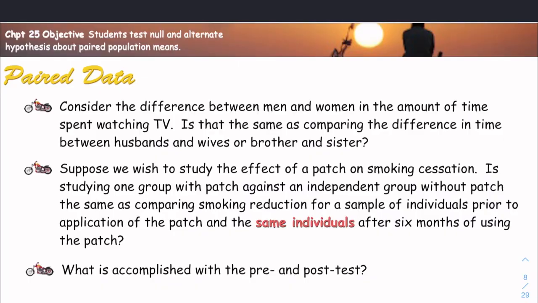Suppose you wish to study the effect of a patch on smoking cessation. Is studying one group with patch against an independent group without patch the same as comparing smoking reduction for a sample of individuals prior to the application of the patch and the same individuals after 6 months of using the patch? So what is accomplished with the pre and post test? And that's what statisticians will measure, especially researchers. What are we looking for in pre-test, post-test data?